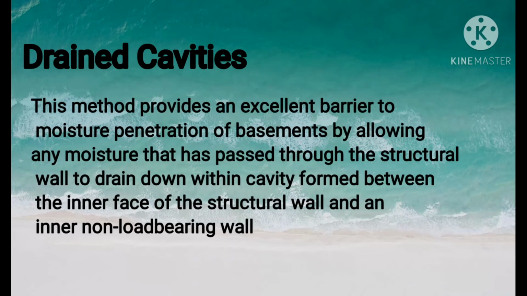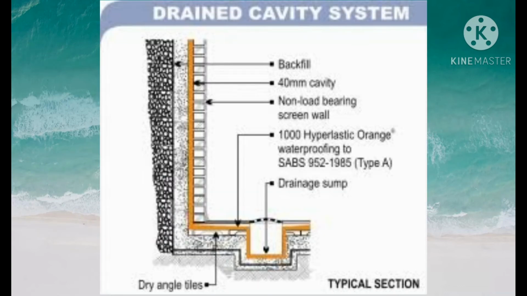Drain cavities is another method for waterproofing. This method provides an excellent barrier to moisture penetration of basements by allowing any moisture that has passed through the structural wall to drain down within a cavity formed between the inner face of the structural wall and an inner non-load bearing wall. Here is an example of drain cavities waterproofing.